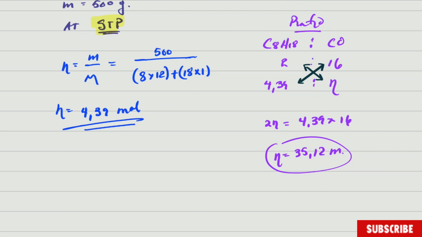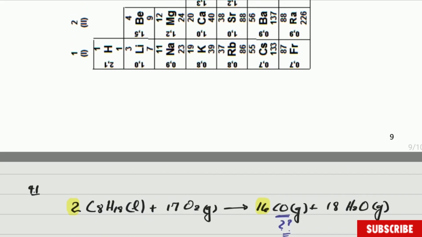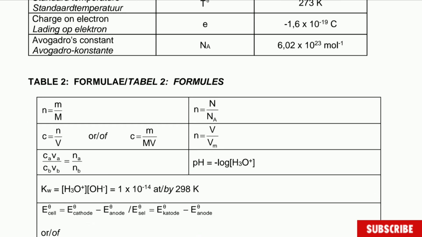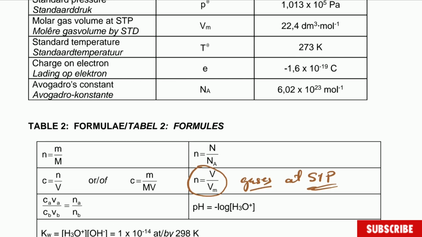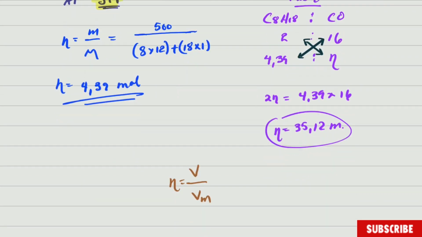And guys, now we have to calculate the volume of the carbon monoxide. Now what formula are we going to use here? We are going to use the formula number of moles is equal to volume divided by molar volume. This formula, guys, let me show you. It is here. Now remember, this is for gases, and the molar volume applies if it's at STP. So that is what we are going to be using right now.